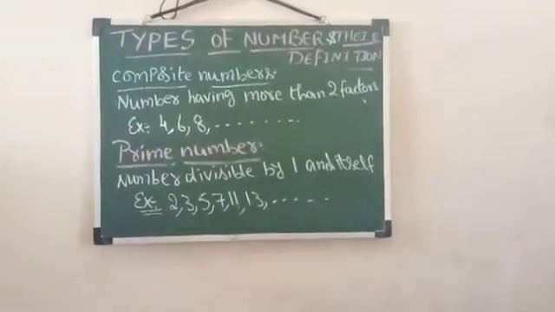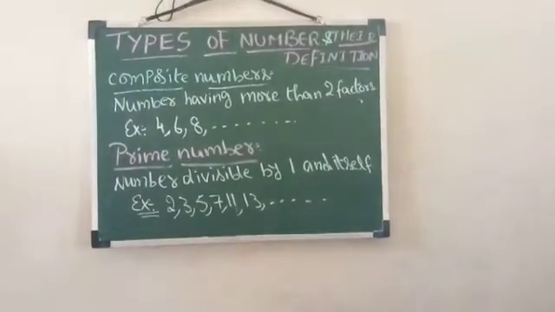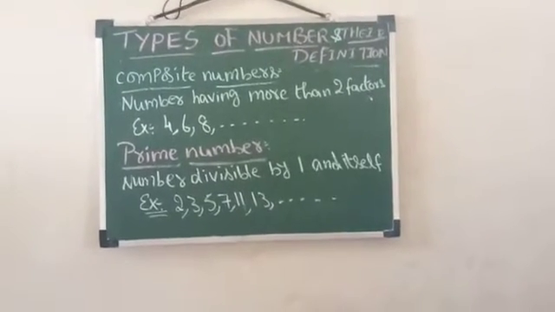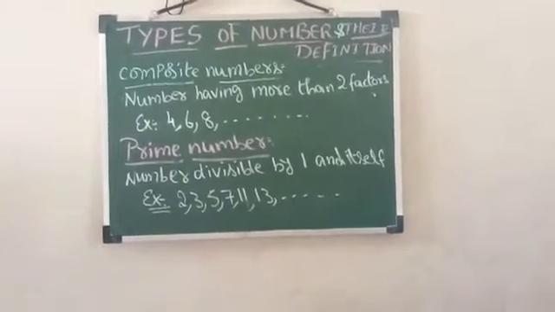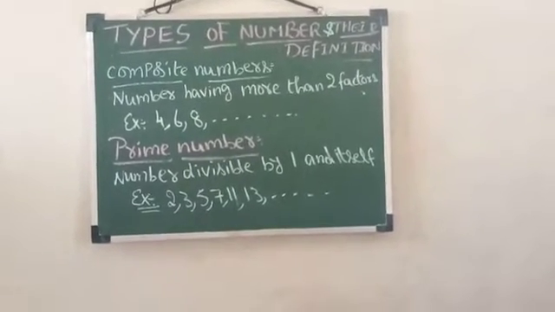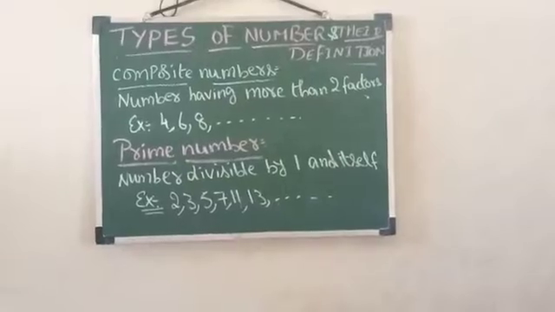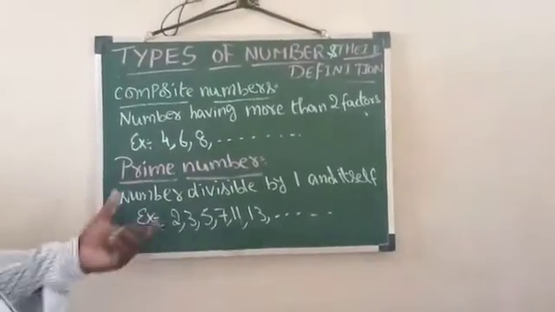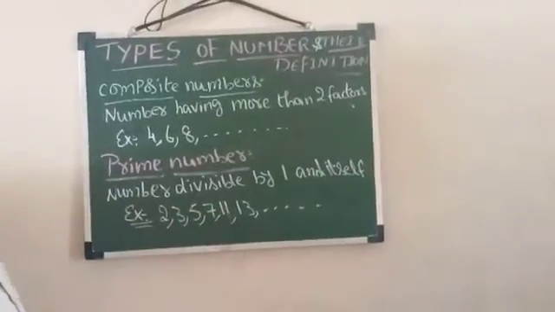Numbers having more than two factors are called composite numbers. Examples: 4, 6, 8. The numbers which are divisible by 1 and itself, examples 2, 3, 5, 7, 11, 13, are prime numbers.